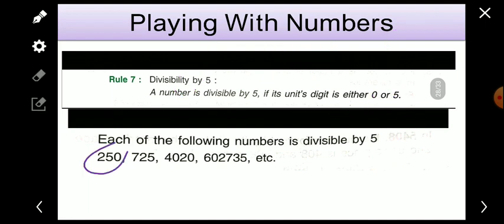Suppose that this number, it has 0 at the ones place, it means this is divisible by 5. This is divisible by 5. Why? Because it has 5 at the ones place, so it will be divisible by 5. It has 0 at the ones place, it is divisible by 5. It has 5 at the ones place, it is divisible by 5. So we'll just see the ones place. If at the ones place 0 or 5 is there, then that number will be divisible by 5.